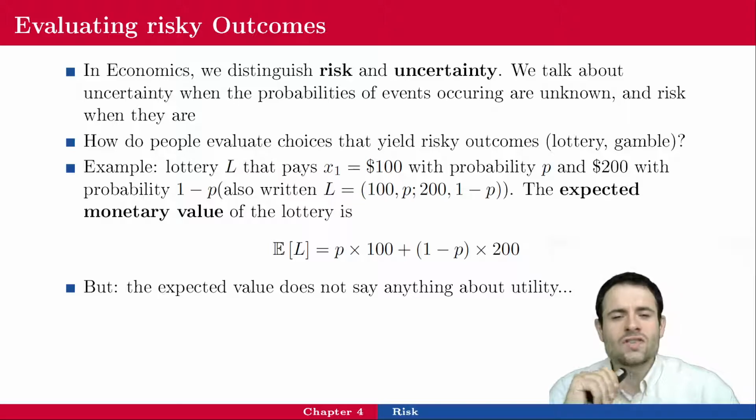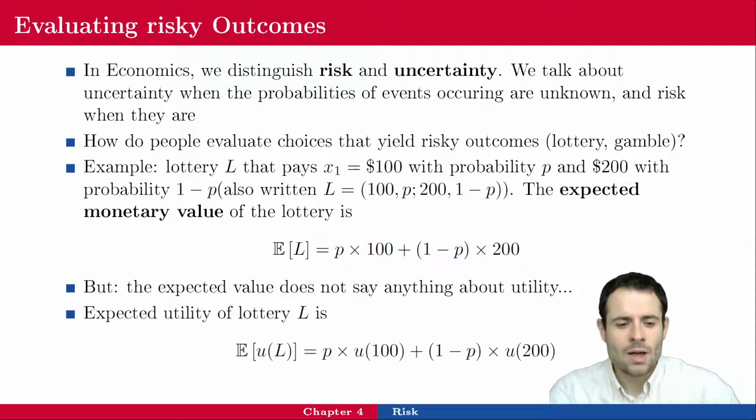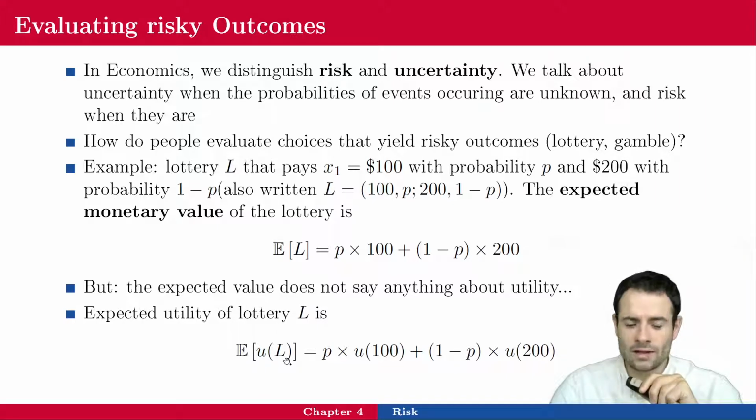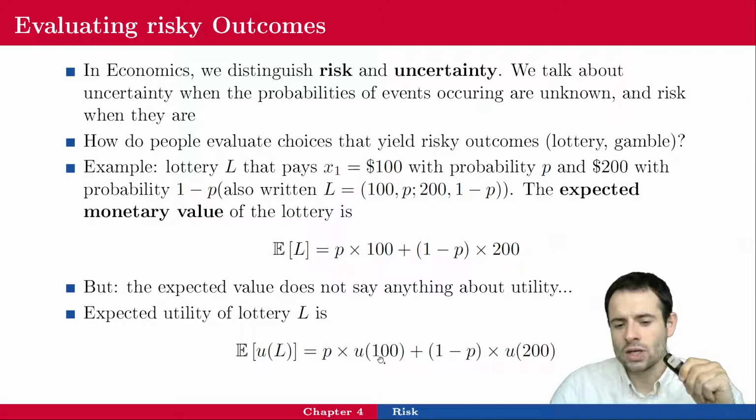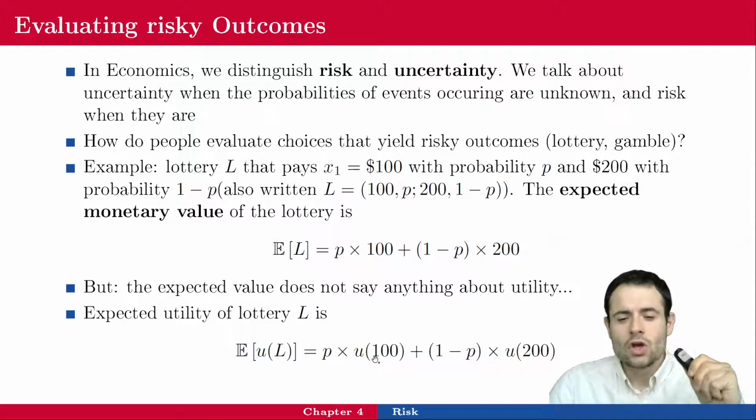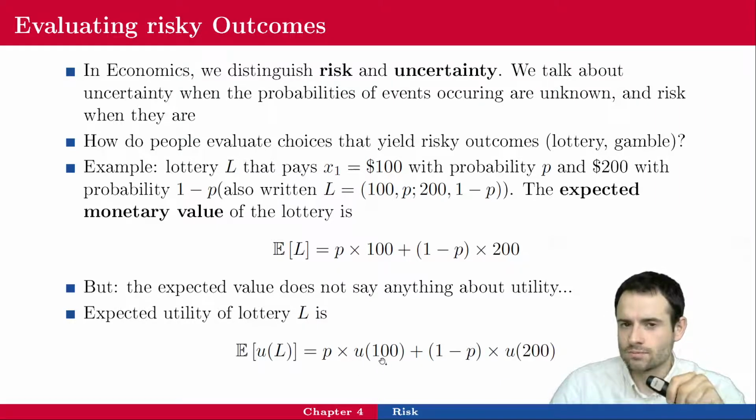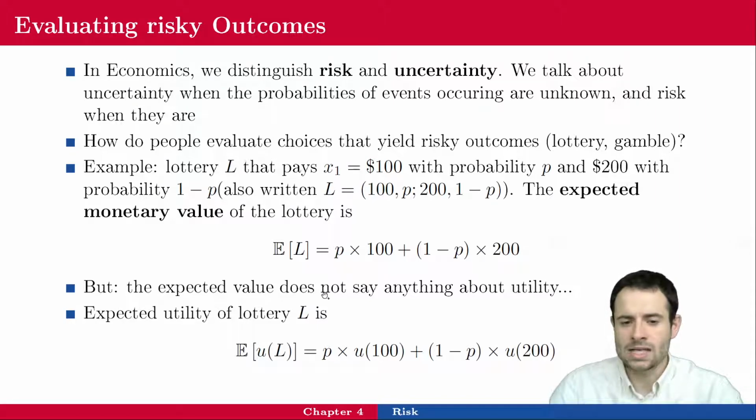The expected value doesn't tell you how much utility you're going to get from the gamble. So the actual relevant concept to use is going to be not the expected value, but the expected utility of the lottery. You can see the difference here. From expectation of L, we went to expectation of U of L, expected utility of the lottery. So with probability P, you will make a gain of 100, but your utility is not equal to 100. Your utility will be equal to U of 100. With probability 1 minus P, it will be equal to U of 200. Depending on the shape of the utility function, this number will be different. And in general, it will not be the same as the expected gain.